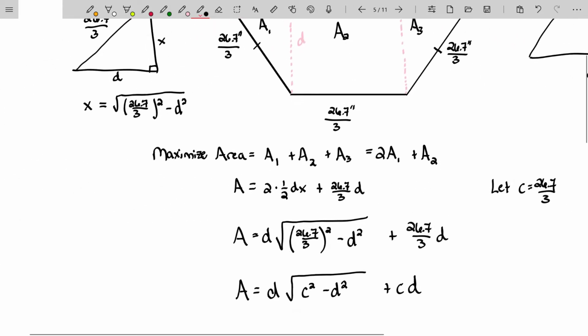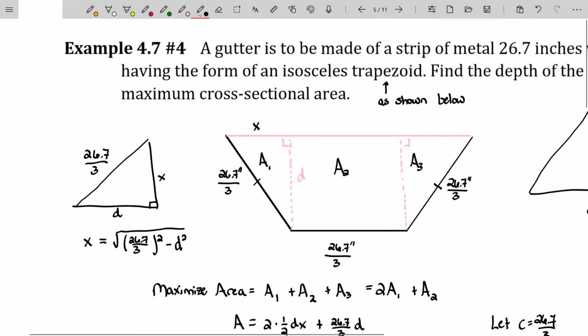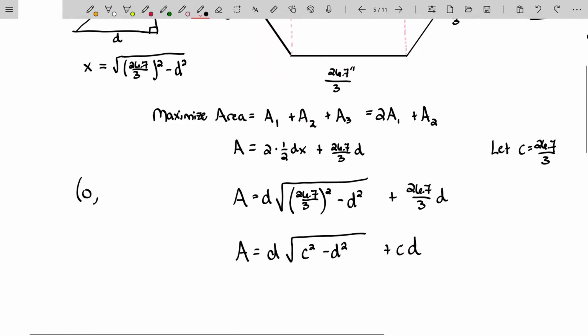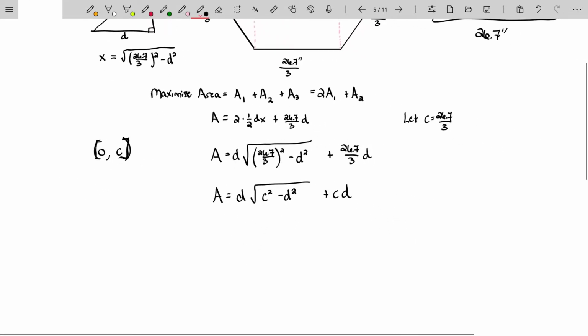So the domain is going to start at 0 and go to, well, if you bent these edges all the way vertical, then D would be this length here, 26.7 over 3. So again, it goes all the way up to 26.7 over 3. And actually probably could include that, I suppose. But not a big deal. And if you want to say it could include 0, that's fine. It's not that big of a deal, honestly. The area, well, technically the area would be really weird there, so you can't do that.